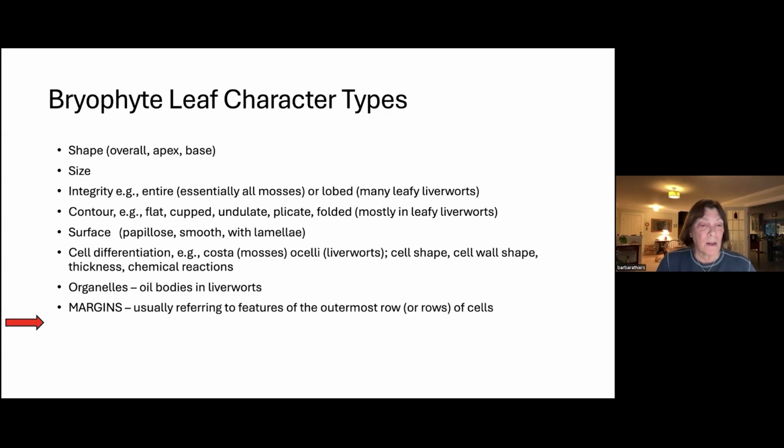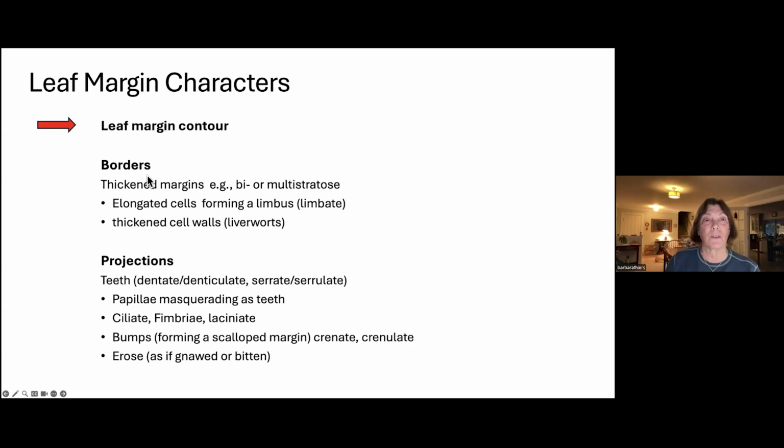And I'm not sure quite why I wanted to focus on margins. It must be sometime before I offered to do this that I was having trouble with leaf margin characters, and so that's why I thought I would explore this. Any of the others would be perfectly good topics, and maybe they're things we'll discuss too. So within leaf margin characters, we have what I've grouped as three main types of characters: the contour of the leaf, the thickness, and then projections.